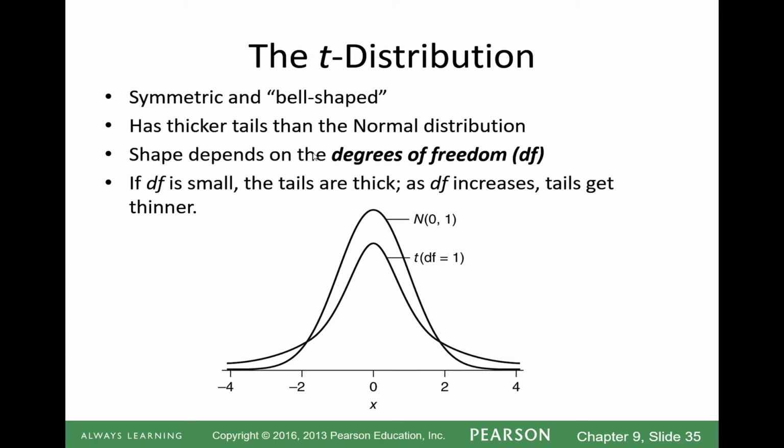The shape depends on degrees of freedom. If the degrees of freedom is small, the tails are thick. As the degrees of freedom increase, the tails get thinner, and it becomes more like a normal distribution as the degrees of freedom increases.